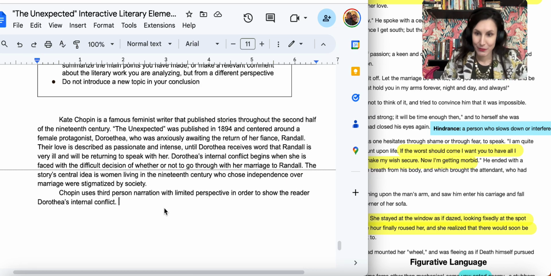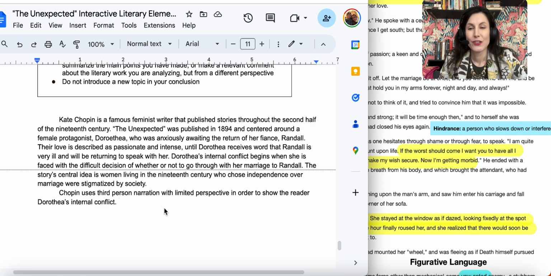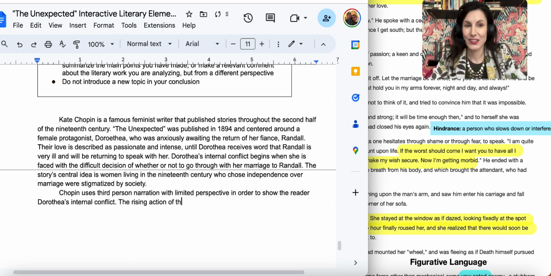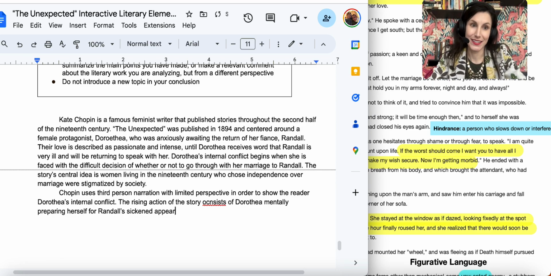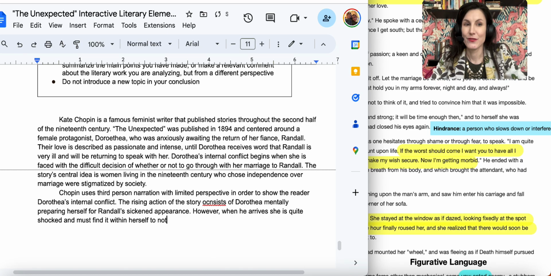All right. So we were going to say, Chopin uses third person narration with limited perspective in order to show the reader Dorothea's internal conflict. When the rising action of the story consists of Dorothea mentally preparing herself for Randall's sickened appearance. However, when he arrives, she is quite shocked and must find it within herself to not let on to Randall that she is disgusted.